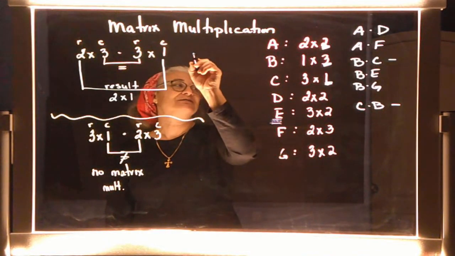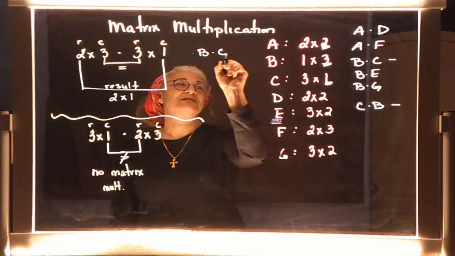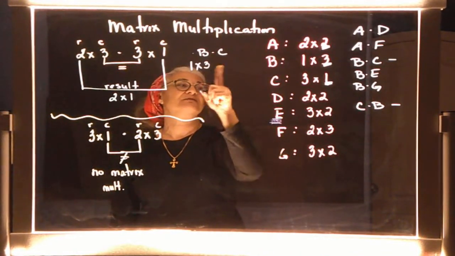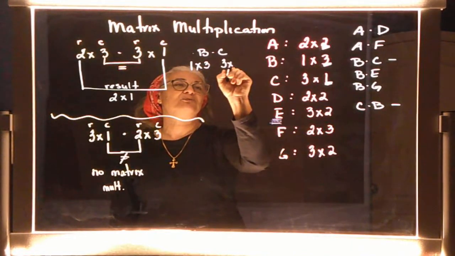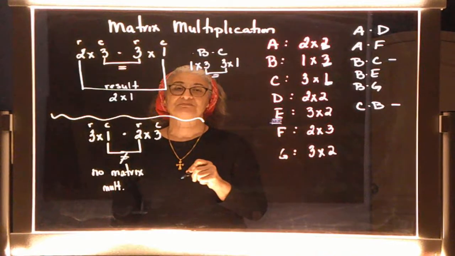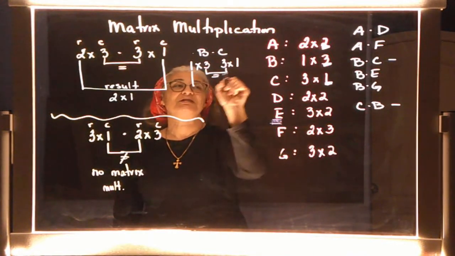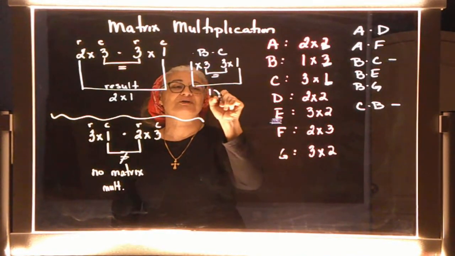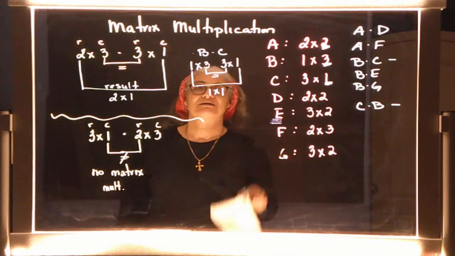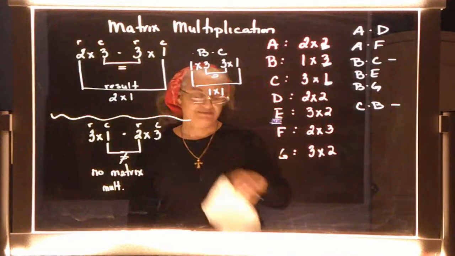Take a look. B times C. B is a 1 by 3. C is a 3 by 1. Since these are equal, we can multiply them, right? The resulting matrix is going to be a 1 by 1.